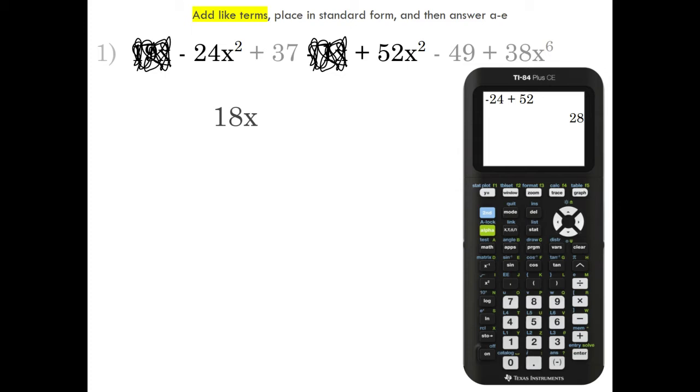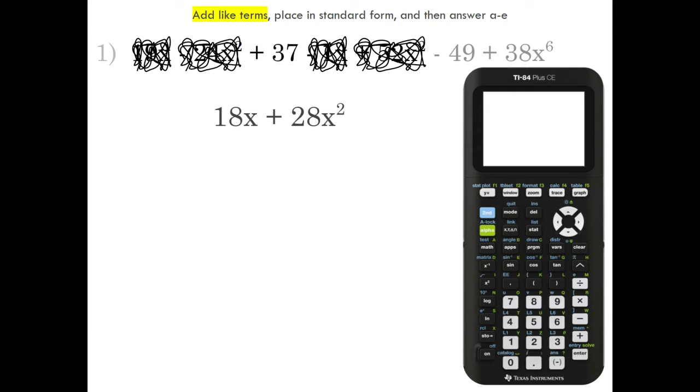Negative 24x squared plus 52x squared is a positive. You must write the plus sign here. You can't just write nothing, because then it would say 18x, 28x squared. I say 18x plus 28x squared. Then cross out both terms, remembering to get the sign in front when you cross it out, just easier to visualize. You then move on to the next term, and you have a positive 37.